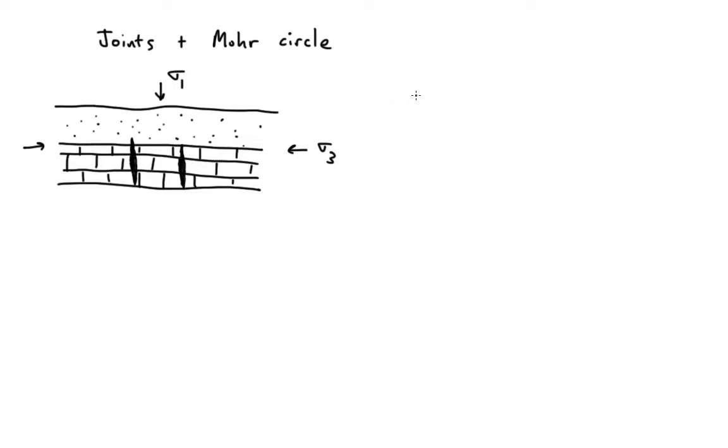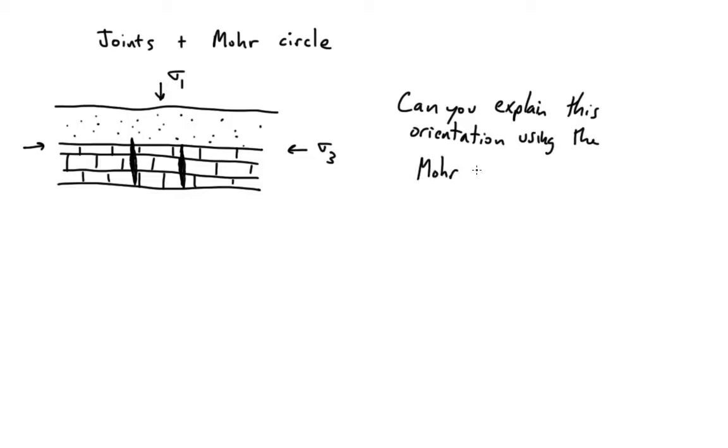So the question is, if you take a look at the Mohr circle and think back to those lectures, can you explain this orientation using the Mohr circle? So go ahead and pause the video and think about this a little bit. Try to connect this to what you saw previously.